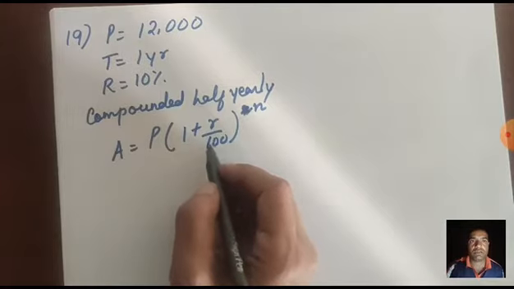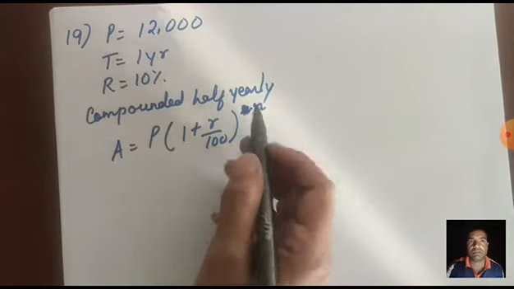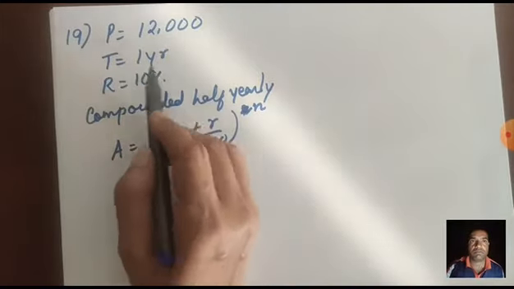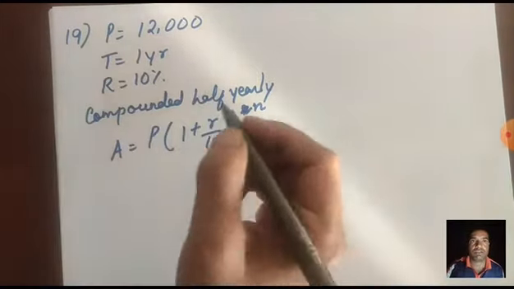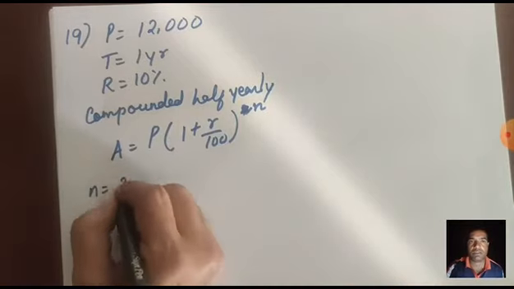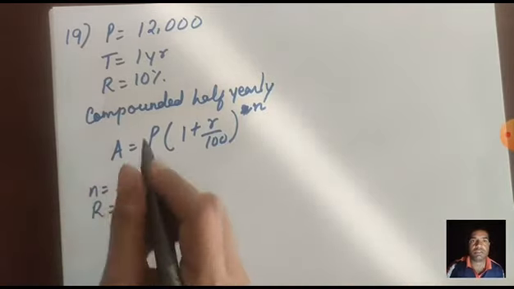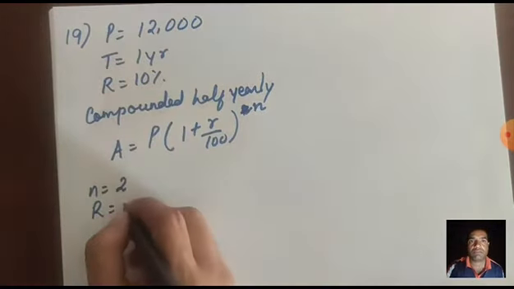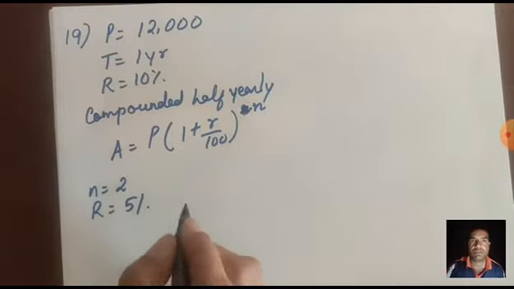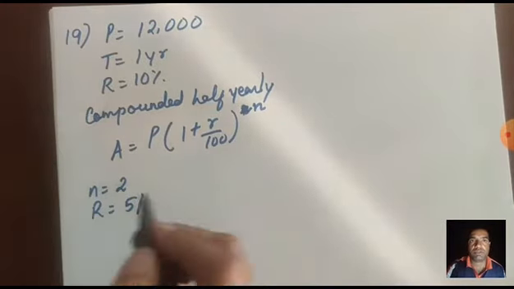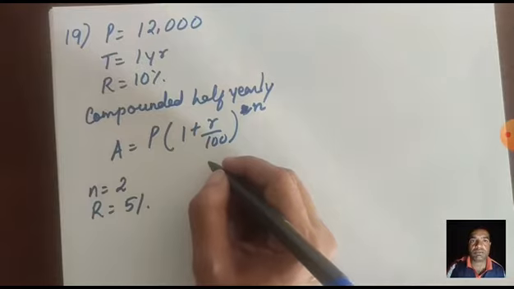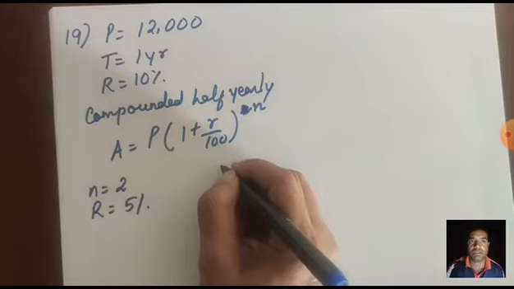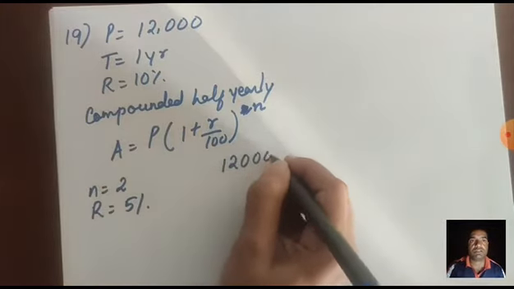Here is the rate of interest. Now here, 1 year is given, so that will be n. Here n is equal to 2. The rate of interest given is 10%, and when n is 2, then R will be 5%. Now we are substituting these values here.